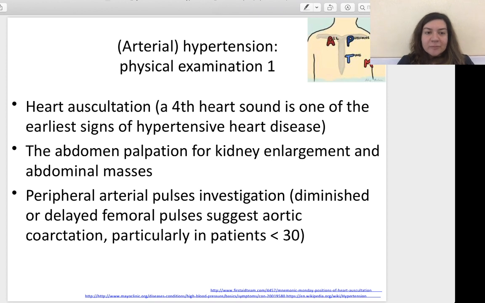Heart auscultation. What can we find here? First of all, it is a fourth heart sound. You remember the previous lecture: normally, there are two heart sounds. The fourth heart sound is one of the earliest signs of hypertensive heart disease. At the start of remodeling of the myocardium, we can hear a fourth heart sound. Abdominal palpation for kidney enlargement and abdominal masses. Peripheral arterial pulses investigation. Diminished or delayed femoral pulses suggest aortic coarctation, particularly in patients less than 30, in young patients.